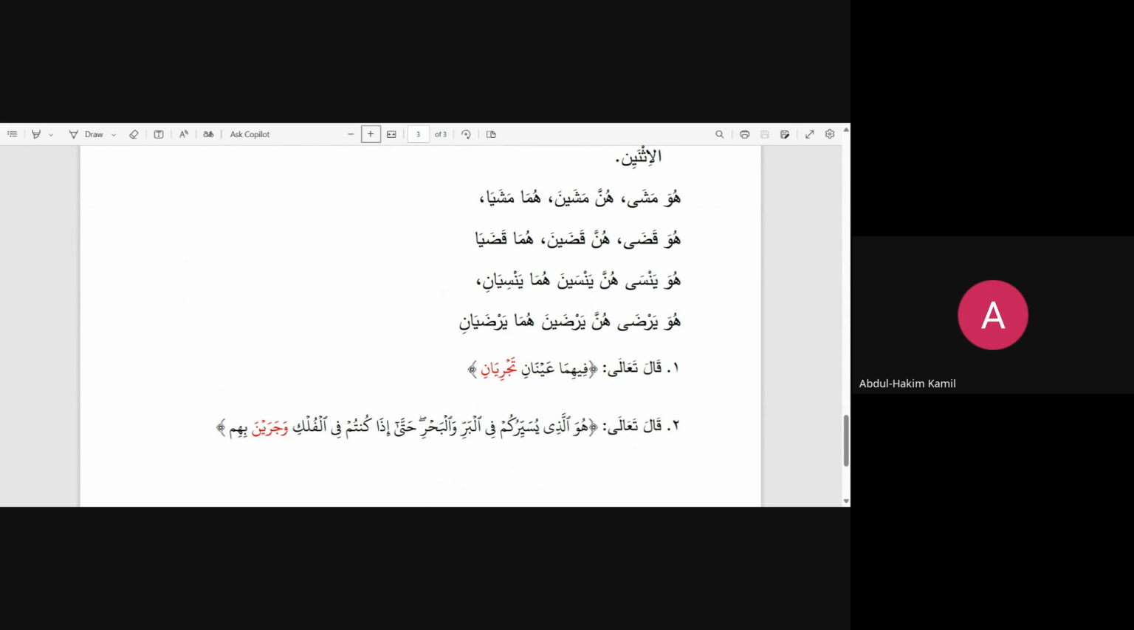What does this mean now? Fihima, in these two gardens, aynani tajriyani. What does ayn mean? A spring, not a river. Ayn is a spring, a stream of water that comes out. Fihima aynani tajriyani. In them both, in these two places in Jannah, are two running springs. Tajriyani, they're running. The word is tajri, all we did was add an alif to it. That is a running spring.